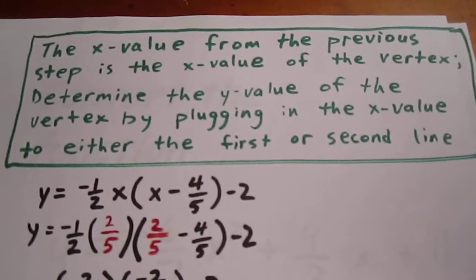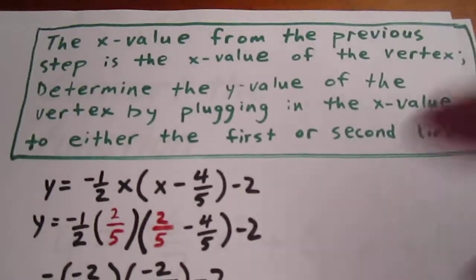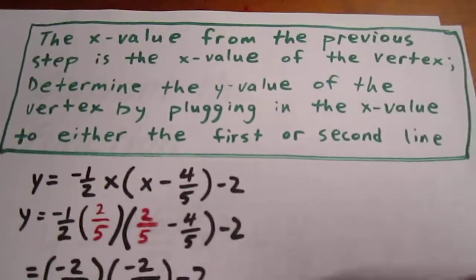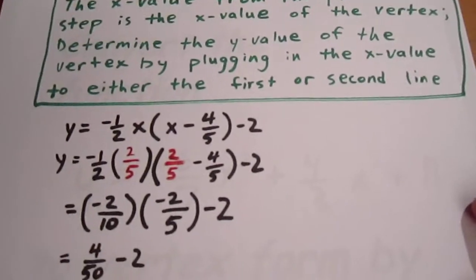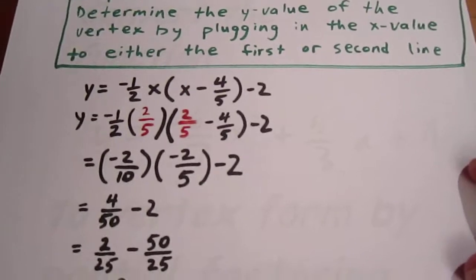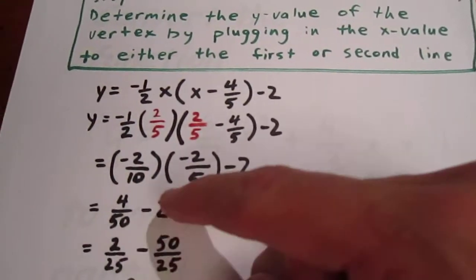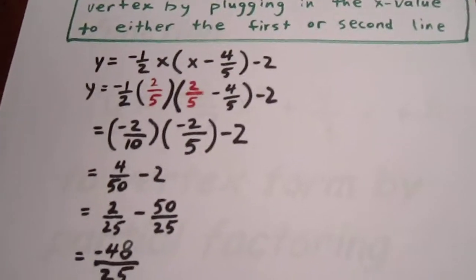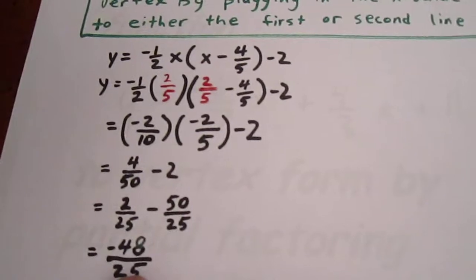I can then determine the y value of my vertex by plugging that x value into the function equation. And when I do that, plugging in 2/5 and following some simple rules of fractions, what I get is 4/50 minus 2, which is 2/25, because 4/50 reduces to 2/25. 2 is 50/25, and I get negative 48/25. That's the y value of my vertex.